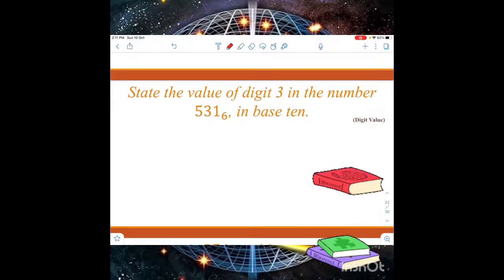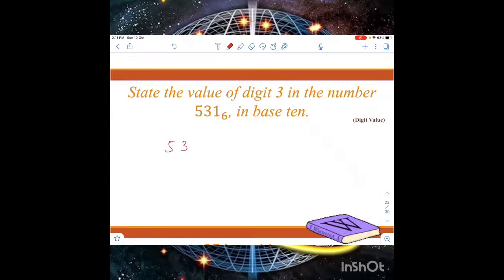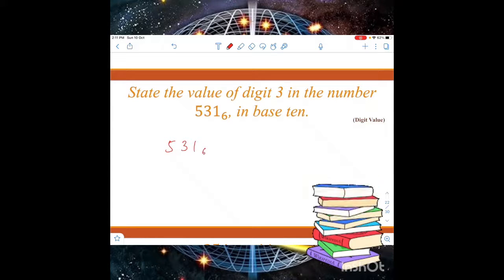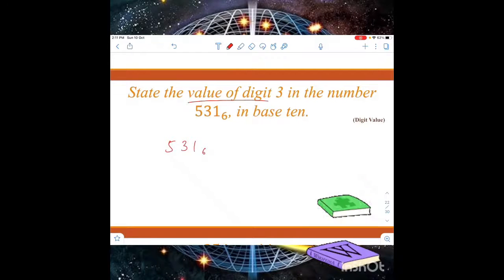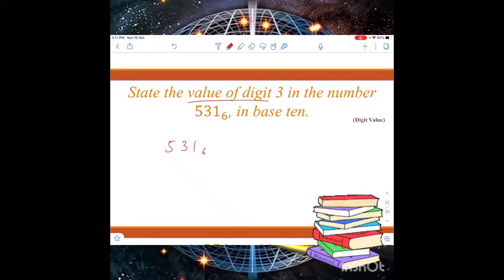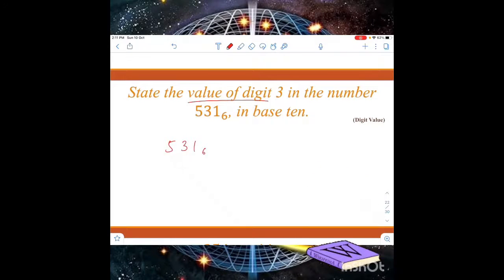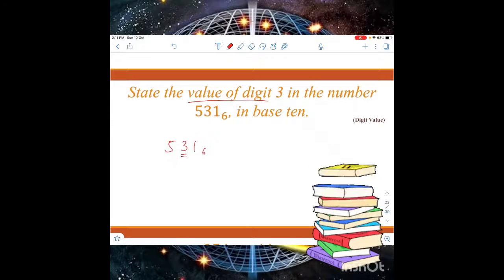Now let's go to the question. 531 base 6. Now we have to be very alert. What is the term that they are using? They're using the value of digit. When they ask about the value of digit, we look for the value of digit. We're not going to give the place value, we're not going to give the number value, but we have to give the digit value. Digit value of base 3. They are interested in number 3 only.